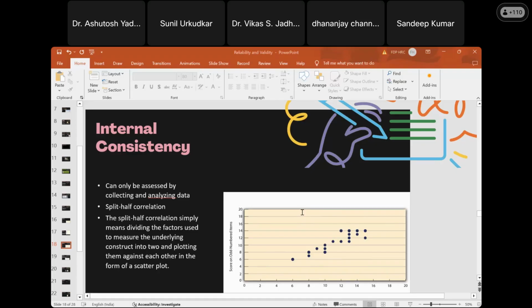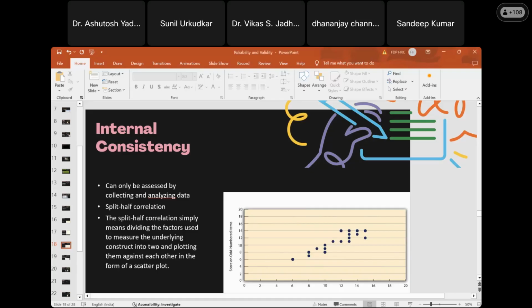Again, we computed Pearson's r coefficient for the correlation, and that was 0.88. Again, the thumb rule is that anything greater than positive 0.80 is considered good internal consistency. So split-half correlation simply means dividing the items used to measure the underlying construct into two parts, plotting them against each other in the form of a scatter plot. Okay.